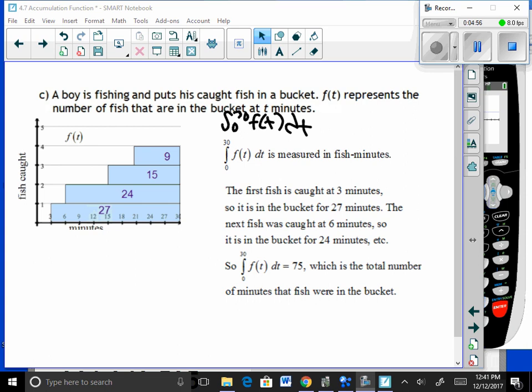So, fish minutes. It goes from 0 to 30 for the minutes that they gave there. The first fish is caught at 3 minutes, so it's in the bucket for 27 minutes. The next fish is caught at 6 minutes, so it's in the bucket for 20 minutes. And so the integral adds those all up together. If I added them all together, it would be 75, which is the total number of minutes the fish were in the bucket, or the fish minutes.